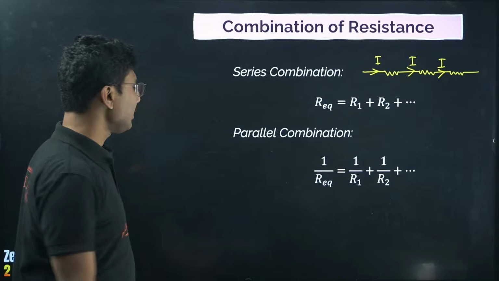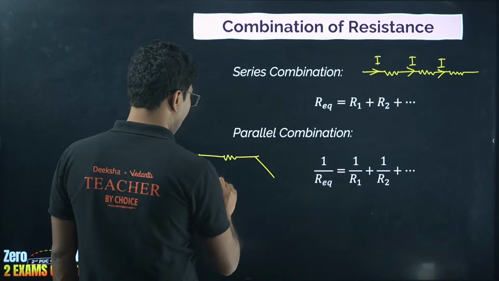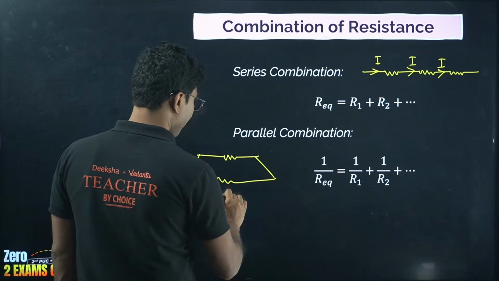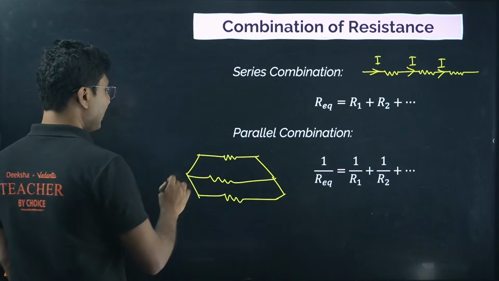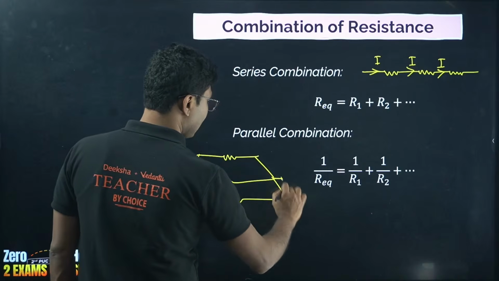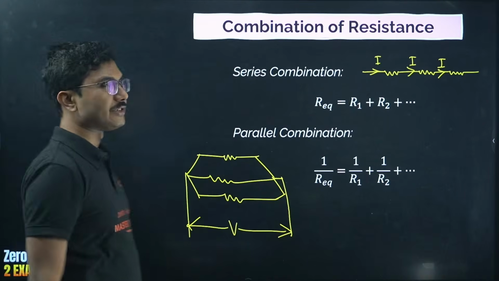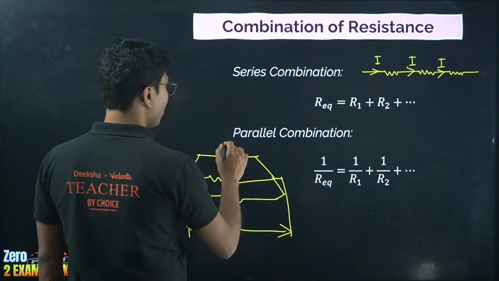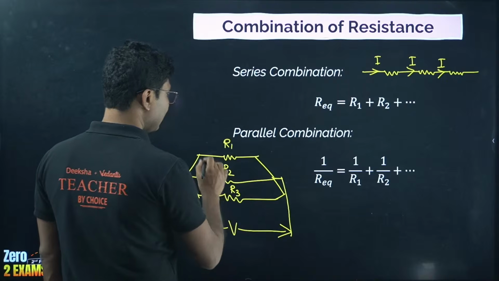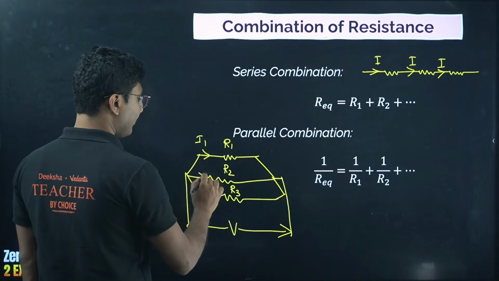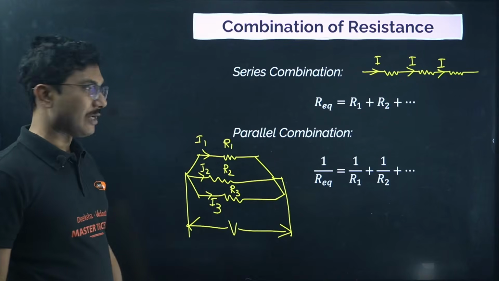Parallel combination is when one is connected along with another, with the same starting point and same ending point. If the starting point and ending point are the same, they are called parallel combination, and in parallel combination the voltage remains the same. The voltage across all three resistors remains the same, not just three, even more. Okay, so voltage remains the same, current will be different in parallel combination, and voltage will be the same in parallel combination.